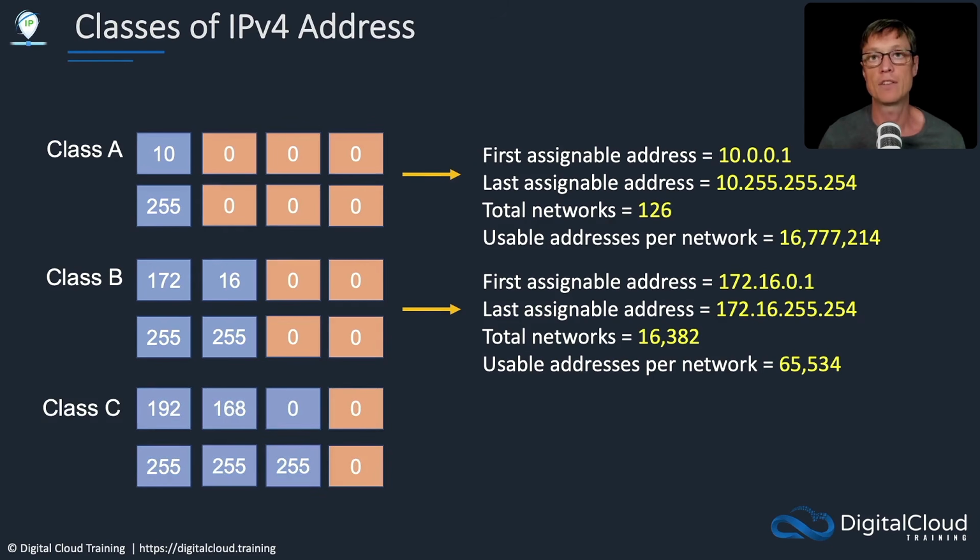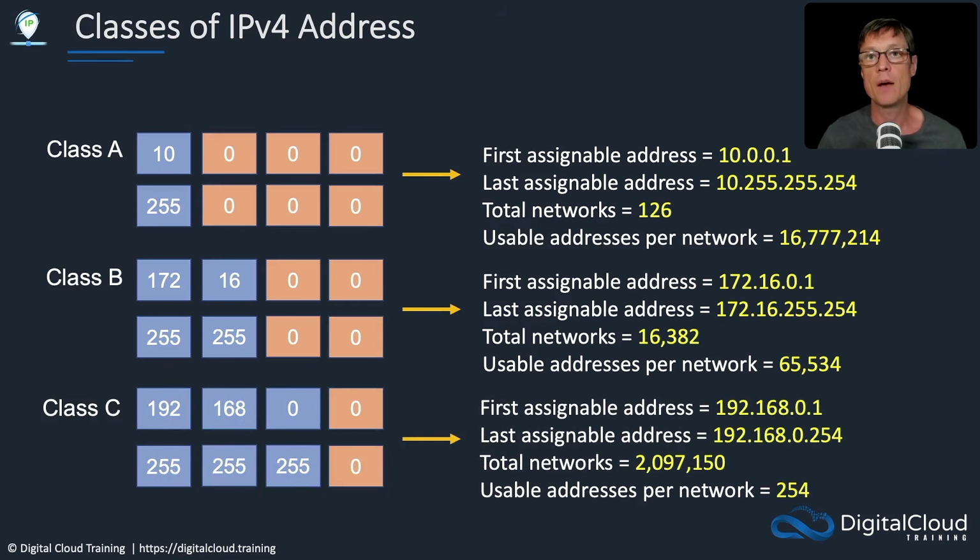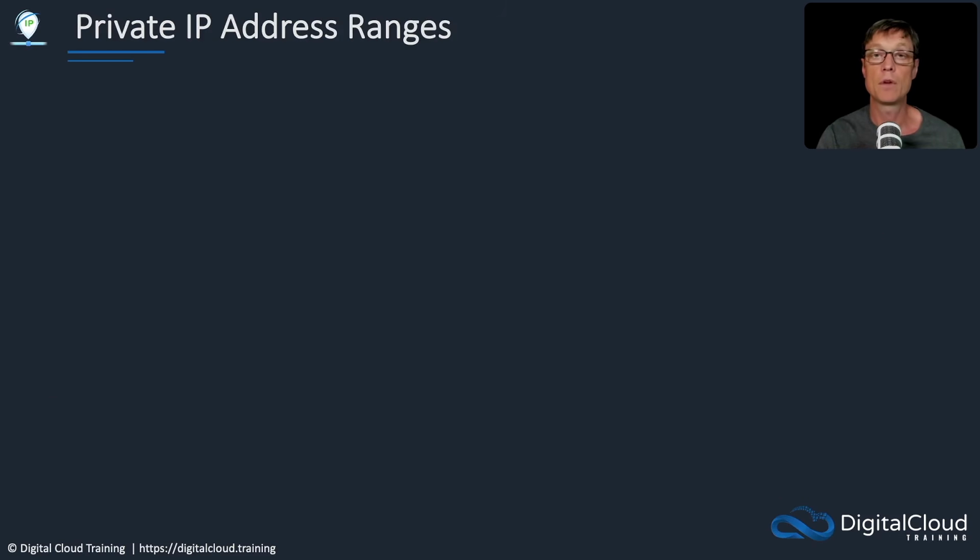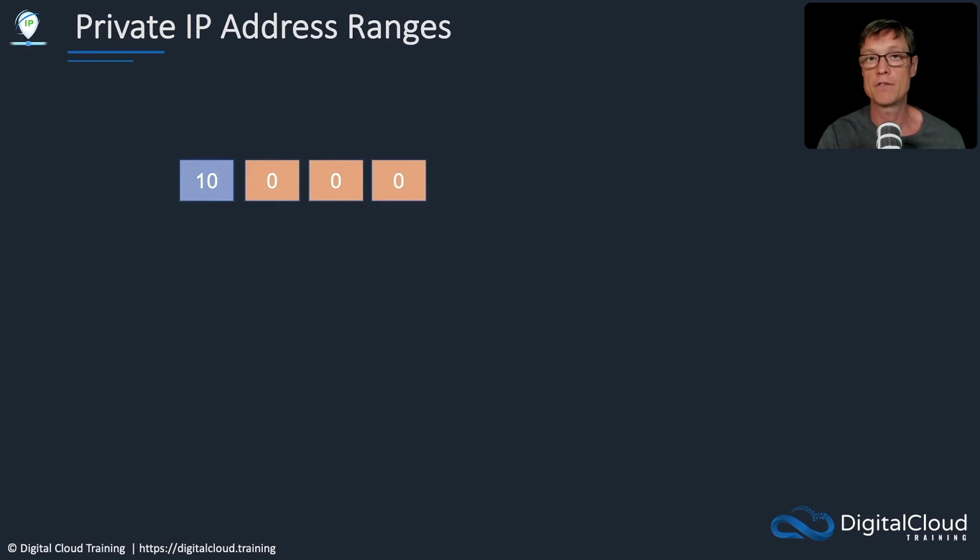Lastly, we have a Class C. This has a 24-bit subnet mask, and as you can see, the number of networks is now really increased, but we don't have as many addresses available per network. So those are the standard classes. Now, there's also something called a private IP address range. There's a few of these that are reserved for private use. That means not on the internet, internally within your company.